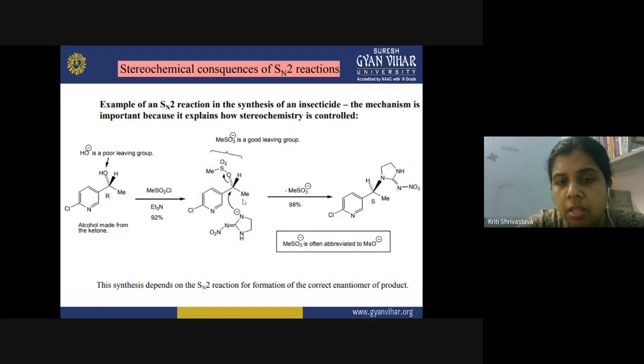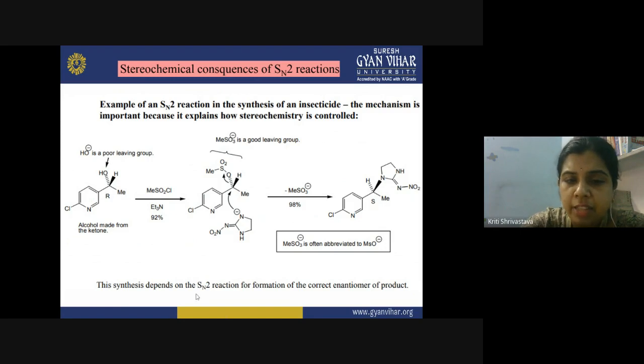So you can also have another attacking reagent here, but there will be a competition between the two attacking reagents, and because the MeSO3 minus is a very good leaving group, it is also a good entering group. First, it combines with the carbon atom, but because it is also a good leaving group, it will leave so quickly, and on this plane you now have another group attached. So this is a particular synthesis for an insecticide, and our simple motive is to see how the SN2 reaction is able to perform the inversion in the configuration.